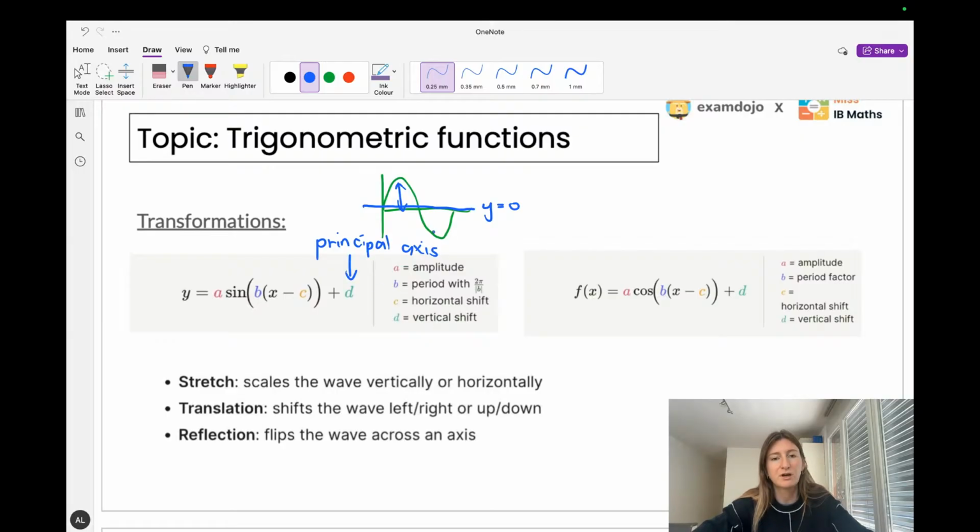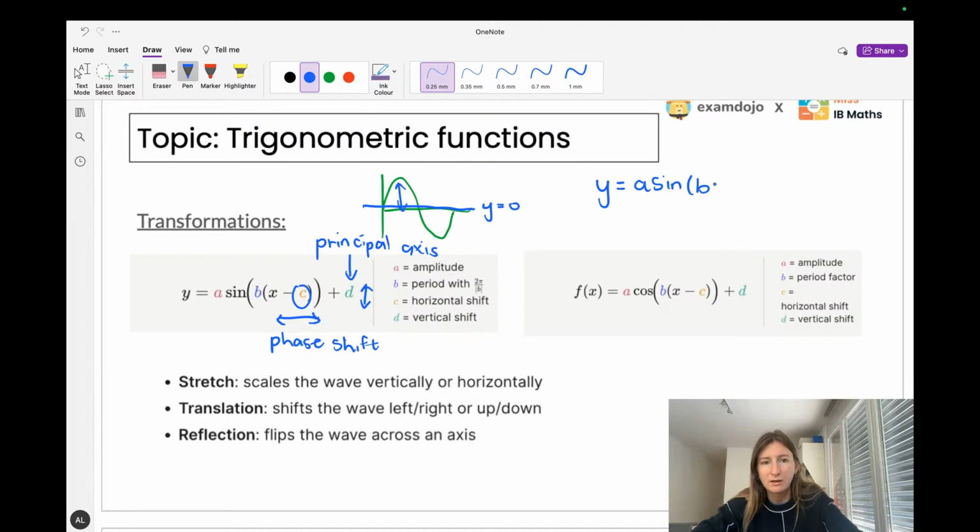Also, the vertical shift. So however much we've moved the graph up or down. So D, vertical shift up or down. C is horizontal shift, so left or right. This is also called the phase shift. In AISL, you don't need to know phase shift. So for AISL, it looks like this. You have A sine Bx plus D. So you don't have the C, basically. You'll only be working with A, B, and D.